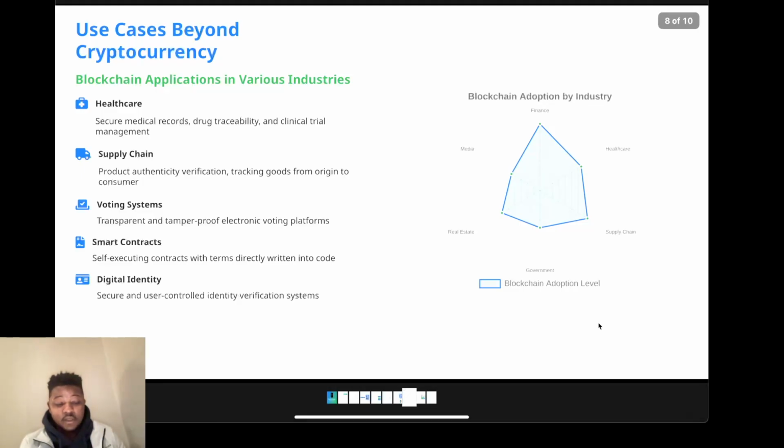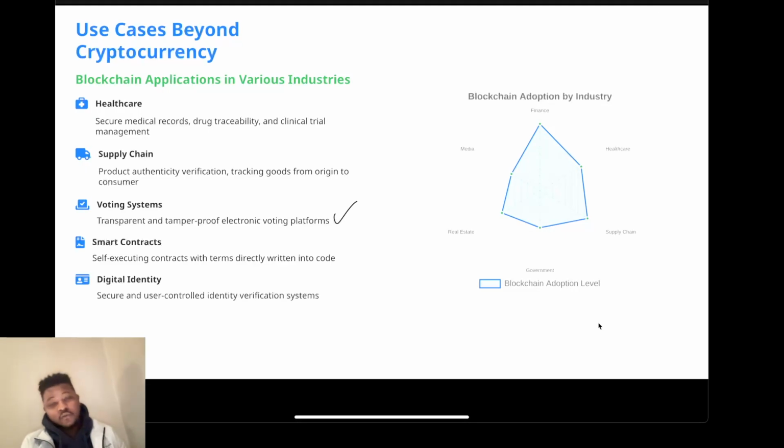Those include healthcare: secure medical records, drug traceability, clinical trial management; and supply chain, product authentication and verification. You can use blockchain for that. We can use it to vote, creating a transparent, decentralized voting mechanism where each individual can vote on the decision of the blockchain.